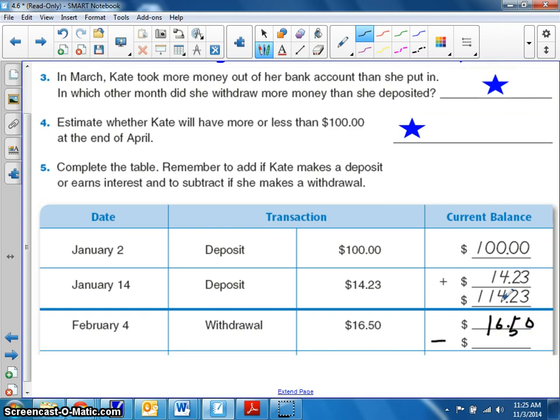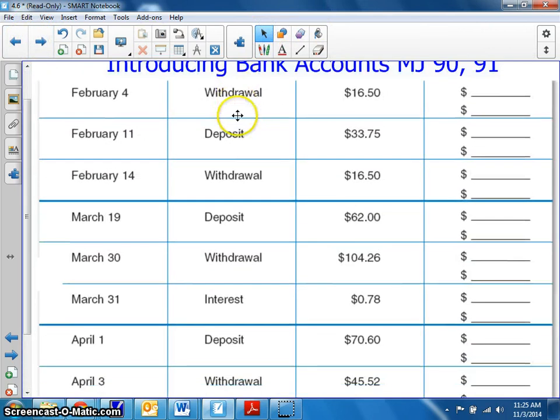We need to make sure we have that there. And so then you subtract this minus this. $114.23, that was our balance. We're taking $16.50 out, so then we'll have a new balance. Can you determine what that new balance is? We'll keep going like this, and you'll have to tell me when you add and when you subtract. So you might want to do a few practice ones here.